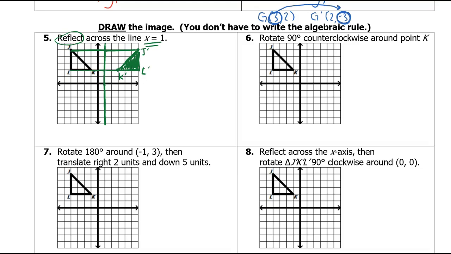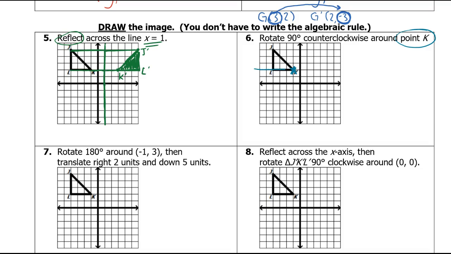For number 6, another one of those counterclockwise rotations. So for these, if you really want to use a memorized rule, there are ways to do that. If you would rather use the arrow trick that we did for number 4, that would work as well. Since I did the arrow trick in number 4, I'll try this one differently and try this one with a rule. They're telling us to rotate around point K.